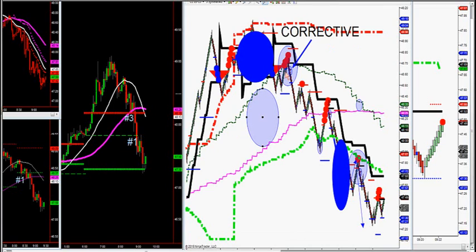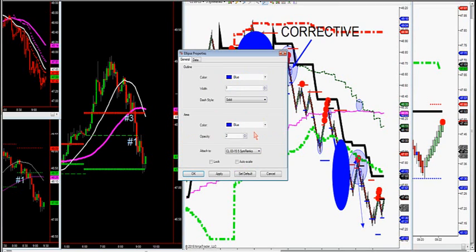It's called a corrective wave against the 5-minute trend. Motive waves will be with the 5-minute trend. The key is you just look for the first retracement. Here's the key right here. You look for the first retracement short or retracement long. This is where you want to buy and sell.